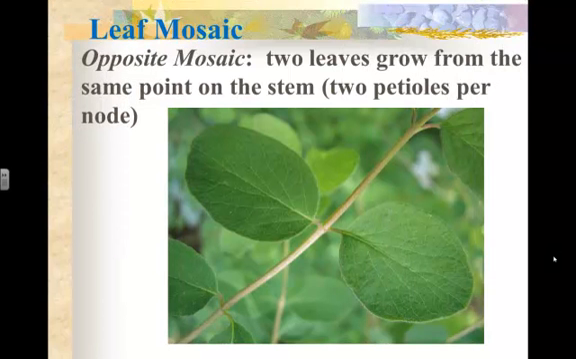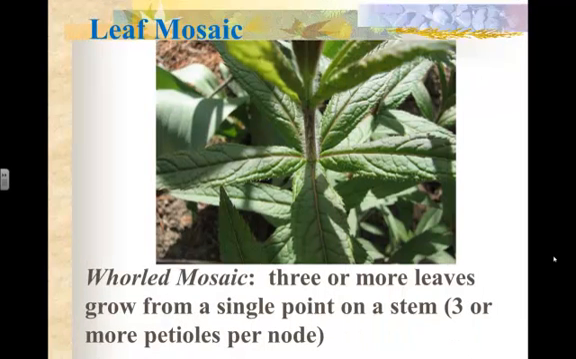Opposite leaf mosaic, what you need to know is that 2 petioles are per node. So you see one on the right, then at the same place on the left-hand side of the stem, you see the other leaf. That's called opposite because they're on opposite sides at the same place. And the whorled is what you see a lot in the tropical types of plants, and it's when you have more than 2, so you have 3 or more leaves growing at a single node.